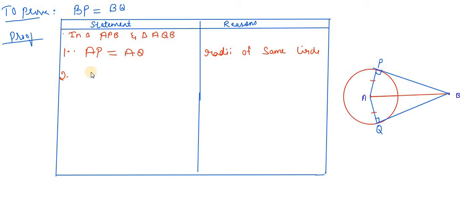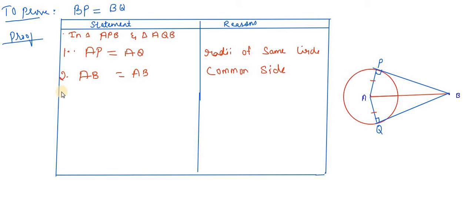So second statement, here you can write AB is equal to AB. The reason is it is a common side for the two triangles. Why? Because in triangle APB also AB is there, and in AQB also AB is there. So therefore this is the reason.